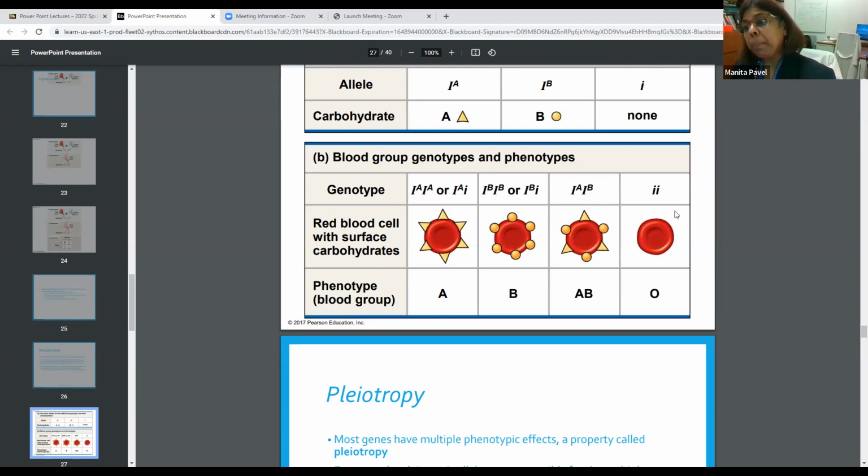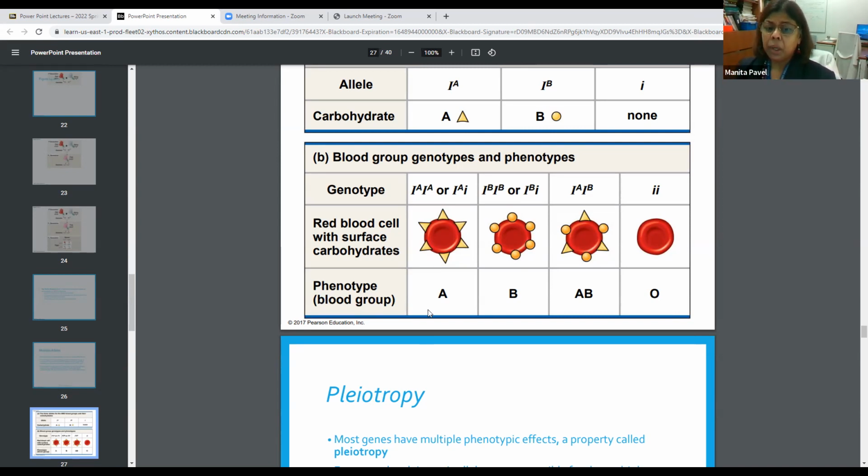But what is so important about blood type O individuals? Why are we called the universal donors? Because we can donate blood to A blood group, B blood group, AB, and O. But I can only receive blood from another O individual.